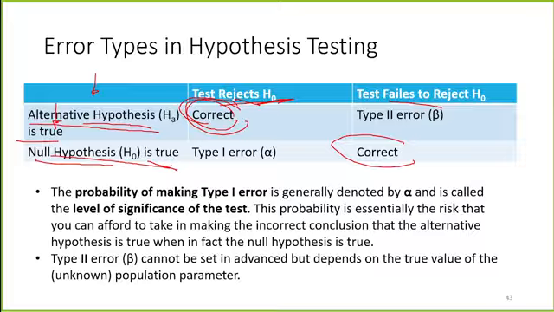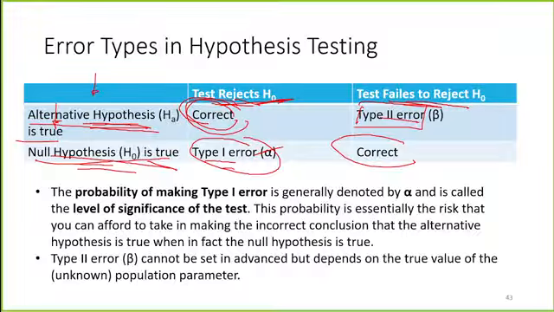Now let's look at the incorrect scenarios. The first scenario is the test rejects the null hypothesis, but actually you should not reject because the null hypothesis is true. In this case, it's called type 1 error. Another case is different: you fail to reject but actually you should reject, because the alternative hypothesis is true. That is called type 2 error.